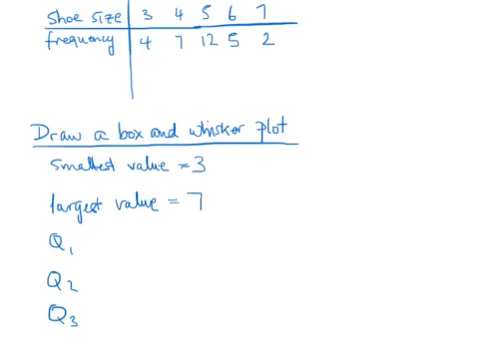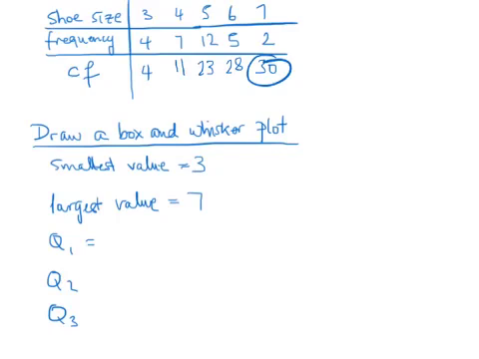Now we have to calculate Q1. And remember, we need the cumulative frequency. So let's put in our cumulative frequency, CF, and add up the frequencies as we go along. So we get 4, add the next frequency, which is 7, so 4 add 7 is 11, add a 12, get 23, add a 5, get 28, add another 2, you get 30. So the total cumulative frequency is 30.